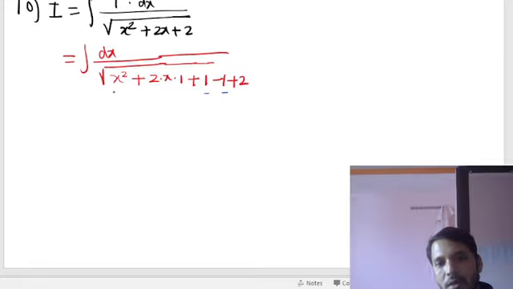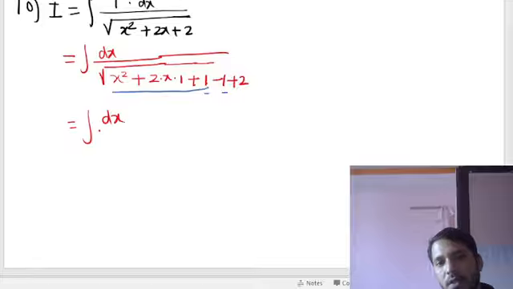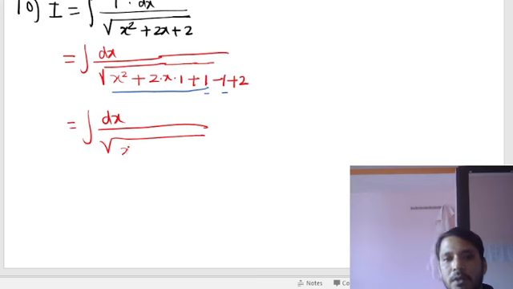Now we can see this term up to here, this is nothing but x plus 1 whole square, and this minus 1 plus 2 separately we will write as plus 1, means this I become now I is equal to integration of this dx as it is. Inside root, what we can write? Inside root x plus 1 whole square plus 1 we can write as plus 1 square also, there is no problem.